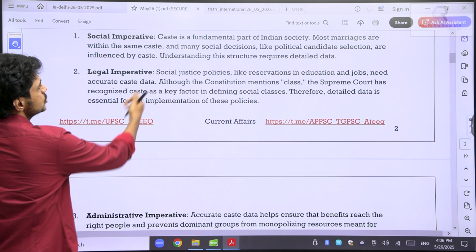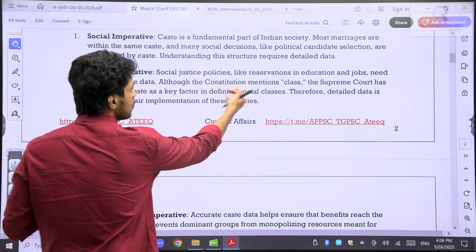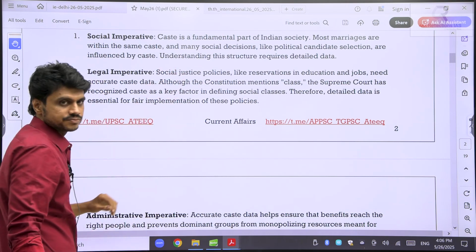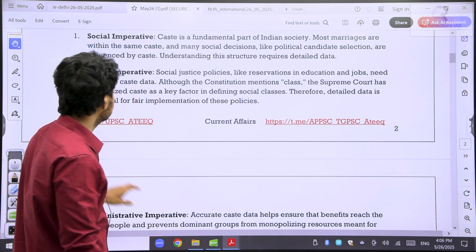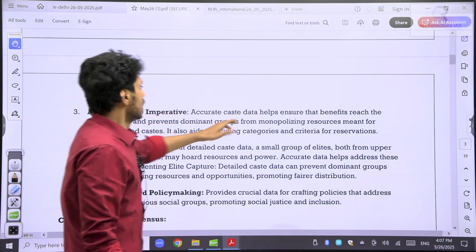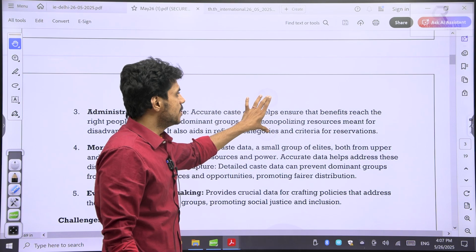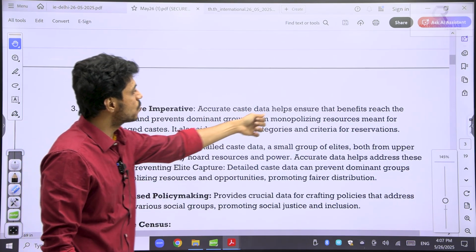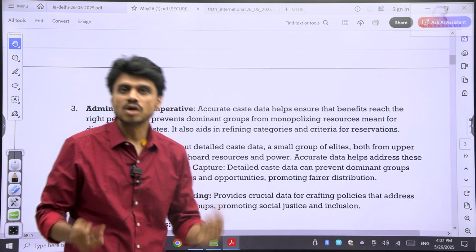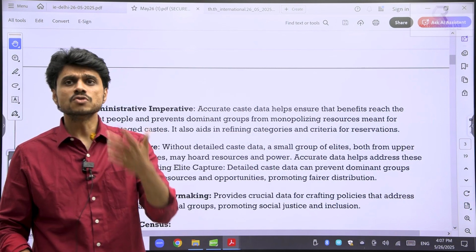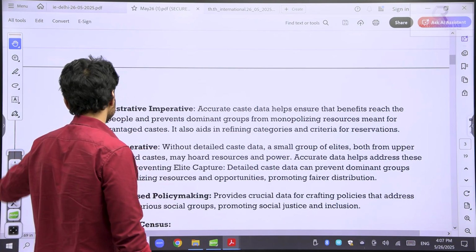Because social justice policies like reservations in education and jobs need accurate caste data, right? When you have the proper data, then you can make better policies. Administrative decisions also: accurate caste data can ensure that benefits reach the right people and prevent dominant groups from monopolizing the resources. Not just the reservations, everywhere, anything you can do. Okay? So that's how you will generate the points.